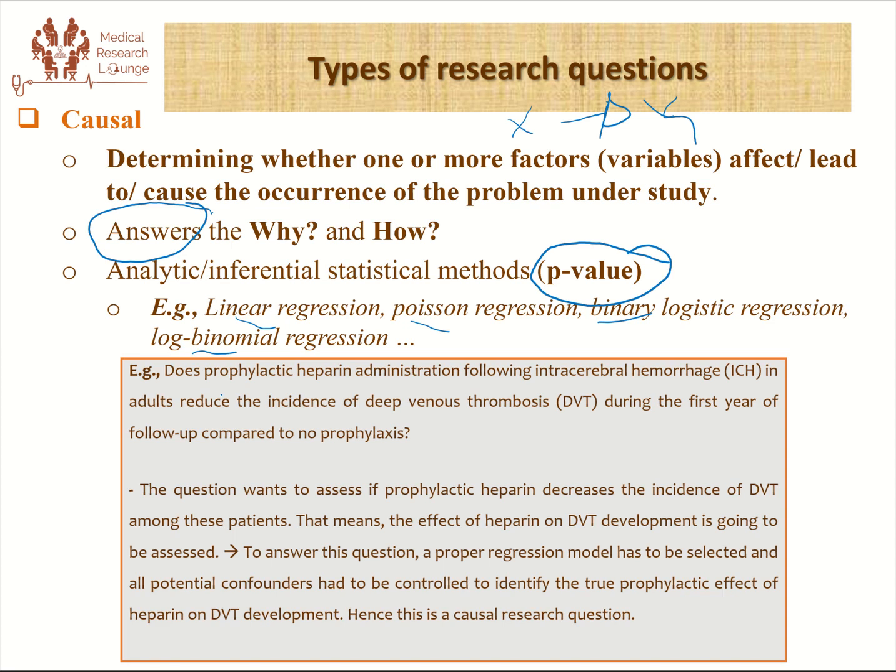So for example, our research question is a question that wants to see if prophylactic heparin decreases the incidence of DVT among patients with ICH. So that means we are interested in seeing the effect of heparin in patients with ICH. So does heparin administration decrease the incidence of DVT? So we're looking for association. We're looking if heparin administration prevents the development of DVT. So this is a causal question. We're interested in looking for a cause and effect. So to answer this question, we have to be able to use regression statistical methods to analyze the relationship and answer the question. So this is a causal type of research question.